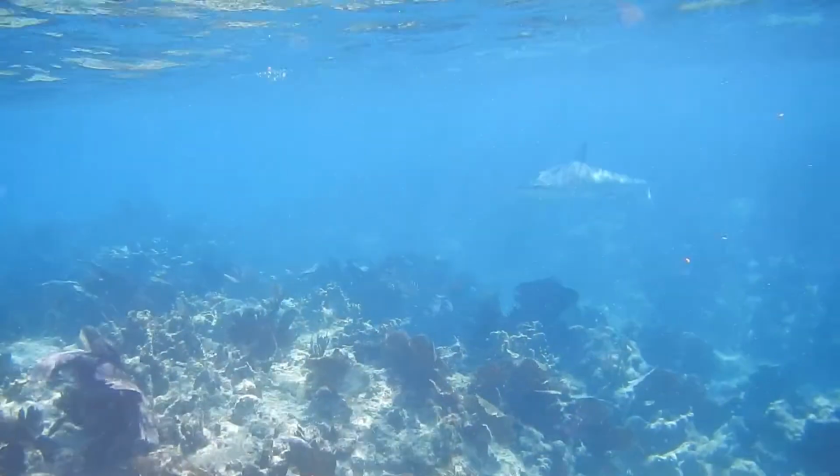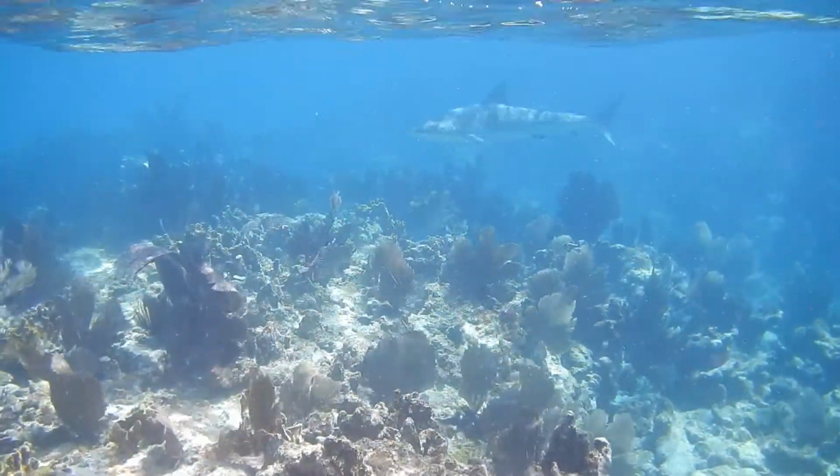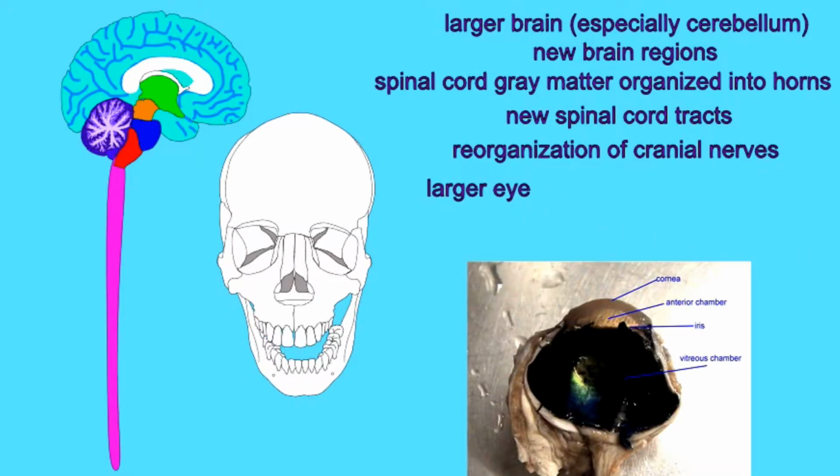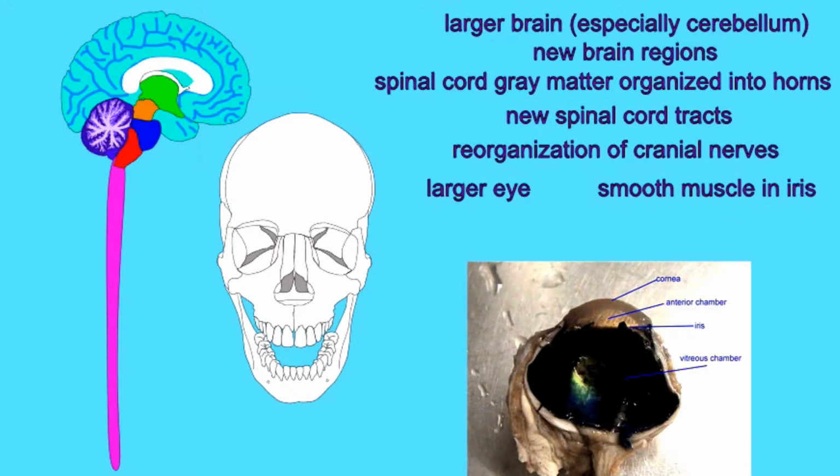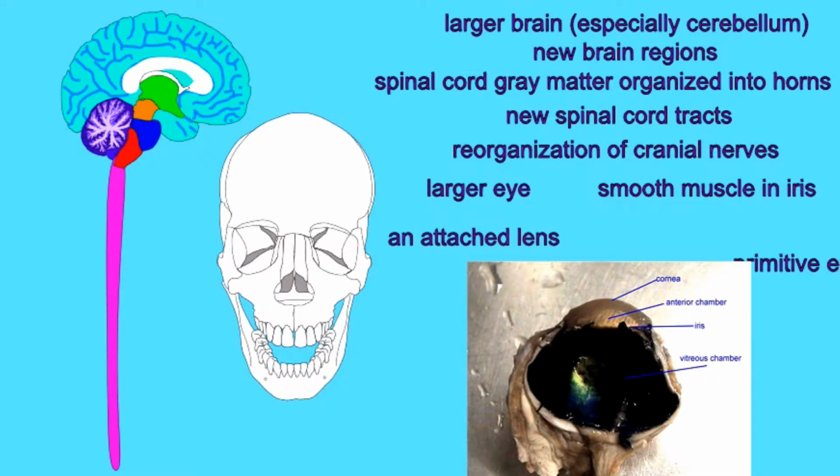The eyes of the jawed vertebrates, or gnathostomes, are highly homologous. The early gnathostomes evolved a larger eye, smooth muscle in the iris, an attached lens, and primitive eyelids, and these are shared in gnathostomes today from humans to sharks.